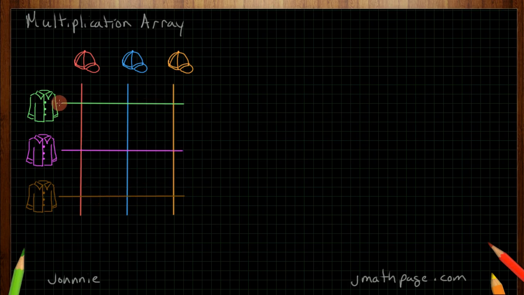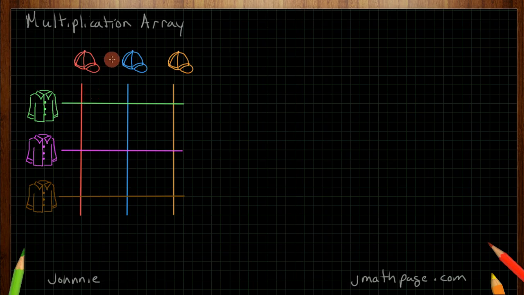Now, every one of these is different than any other one. You'll see that here the red line crosses the green line. That doesn't happen anyplace else. Here it's blue crossing green, orange crossing green. Here it's red purple, blue purple, orange purple. And here it's red brown, blue brown, orange brown. Every one of them is different. So every one of them is a different choice. No two ways of wearing hats and jackets are the same.